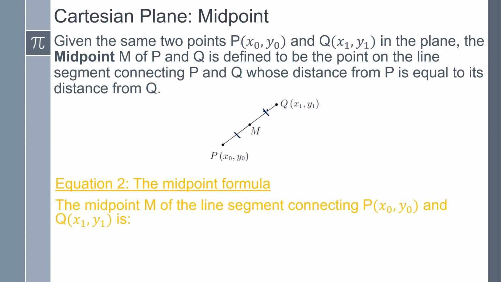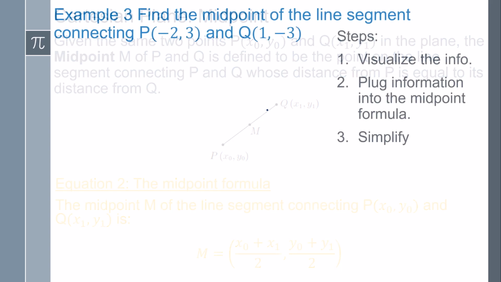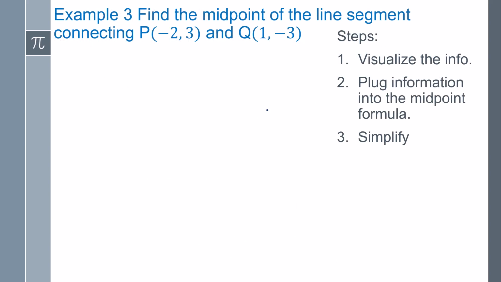The midpoint M of the line segment connecting point P and point Q is you add the 2 x values together and divide by 2. You add the 2 y values and divide by 2. That creates your midpoint. So it's a new x value, it's a new y value, and those are your midpoints. So let's be able to do this. Let's look at an example of this.